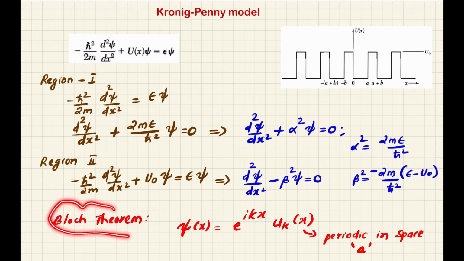Bloch theorem, if you have a periodic potential, the wave function should be of this form. It should contain two parts. One is a plane wave part, e raised to i k x, and there is a function which is periodic in space, or periodic with respect to the lattice constant. So in the plane wave amplitude there is a space modulation, and that space modulation is periodic in space, in lattice constant a. So u_k satisfies the periodic boundary conditions. This is according to Bloch theorem.